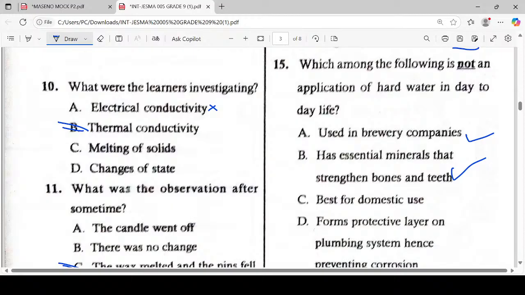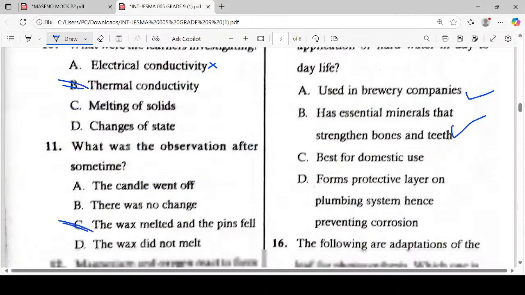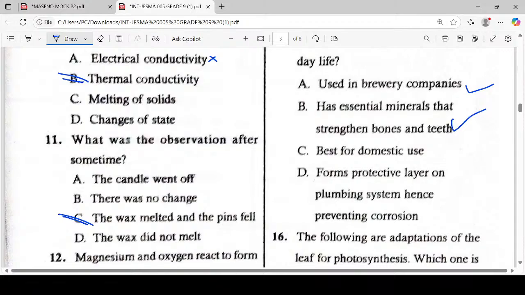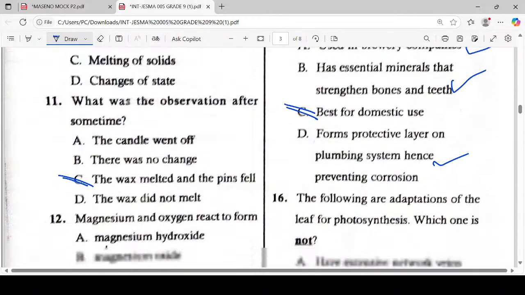Because hard water contains calcium and magnesium ions and minerals that can strengthen our bones and teeth. Best for domestic use, let's hold on there. Then it forms a protective layer on plumbing, hence preventing corrosion. Yes, this "best for domestic use" is not correct, because hard water is not best for domestic use. Why? Because you may spend a lot of soap without forming lather, so we don't prefer it to be used for domestic use. That is C for cat.